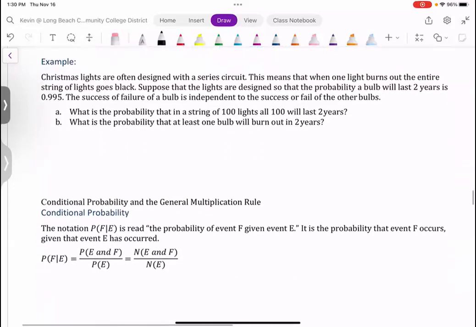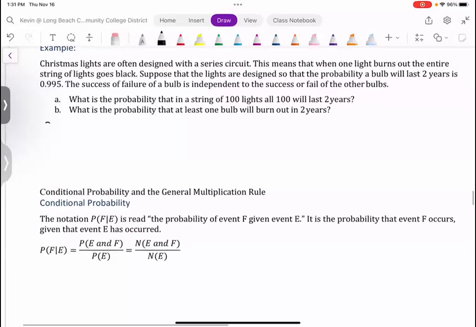Christmas lights are often designed in a series circuit. This means that when one light burns out, the entire string of lights goes black. Suppose that the lights are designed so that the probability a bulb will last 2 years is 0.995. The success or failure of a bulb is independent of the success or failure of the other bulbs. Okay.